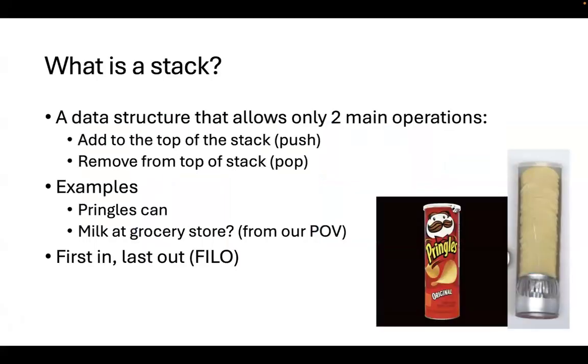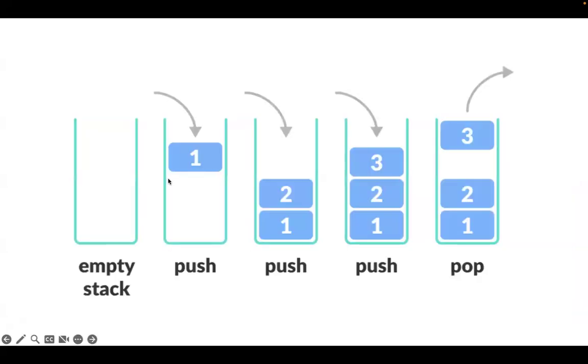This data structure allows only two main operations. So that means we can only add to the top of the stack, and we call that operation push. And we can only remove from the top of the stack, which we call pop. So here, if we start with an empty stack, we push the number 1 to the bottom of the stack, or to the top of the stack and the bottom because it's empty. And then we can push 2 onto the stack, can push 3 onto the stack. And then when we want to remove something, we pop.